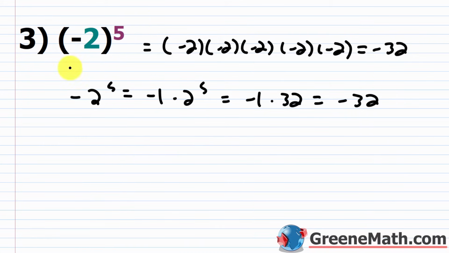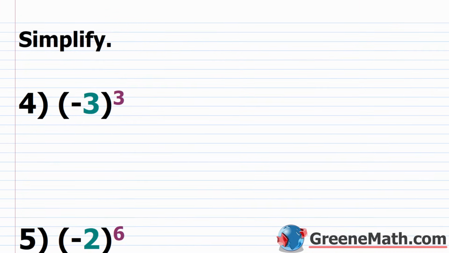But the important part here is to say that the base is negative 2. So the base is negative 2, and the exponent is 5. Okay, now let's look at some simplifying problems.